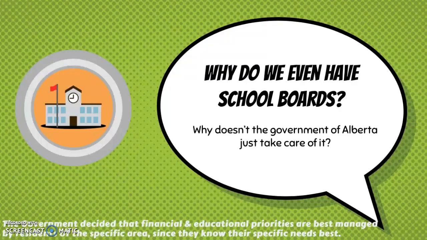So why do we even have school boards? Why doesn't the government of Alberta just take care of it? Well, the government decided that the financial and educational priorities are best managed by residents of the specific area since they know their specific needs best, rather than the government saying, this area gets this and this area gets that. They let the divisions decide themselves what they need.